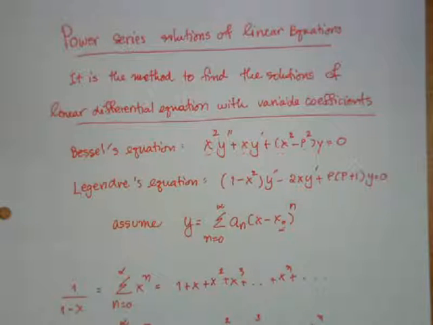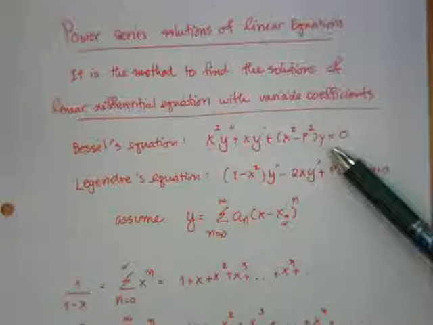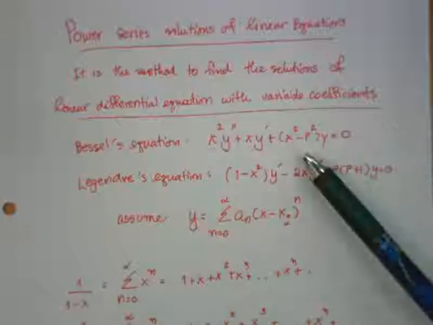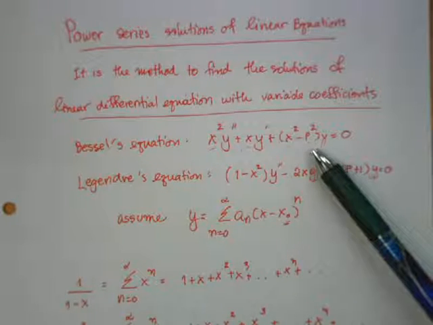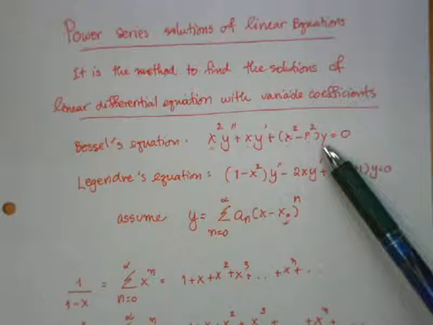For the power series, it is one method that you can use whenever you have variable coefficients in your linear differential equation. For example, the general form of the Bessel equation looks like this, and P is just a constant. P is just any number. If you take a look at this, you would see that if you assume that P is equal to 0, you would have the x squared y as the last term of your Bessel equation.